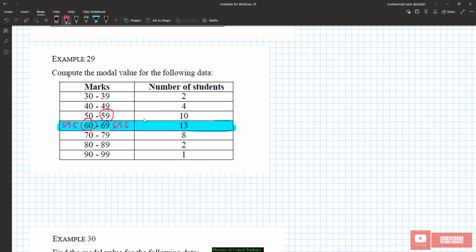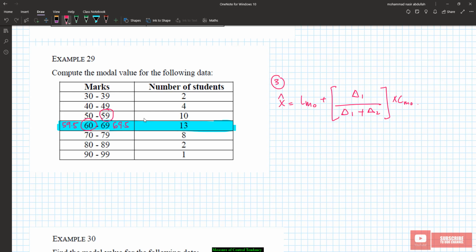So step number 3, we need to find the mode by using the formula: LM, meaning the lower class boundary of the modal class, plus theta 1 divided by theta 1 plus theta 2, and multiply with the class size of the modal class.